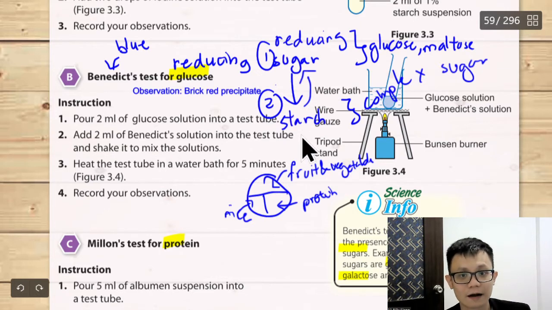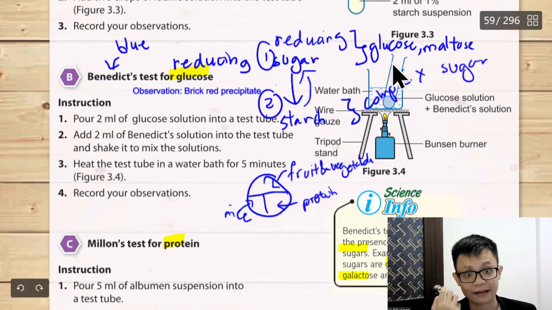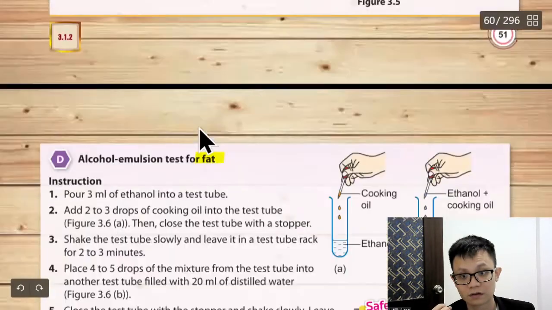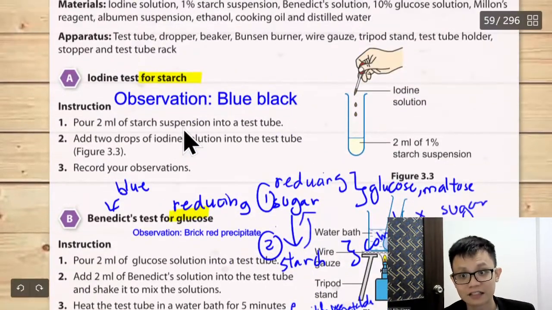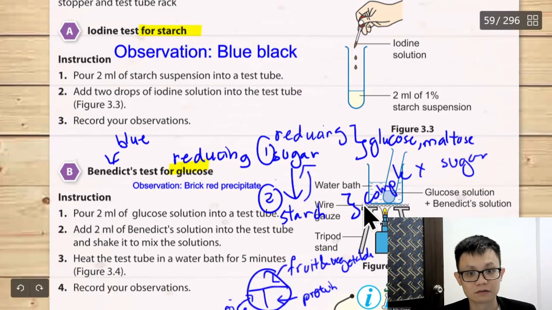Of course, Benedict can test reducing sugar like glucose and maltose. But starch, you need to test starch, you use iodine. So you put in iodine, it will become blue black. So hopefully you can understand.